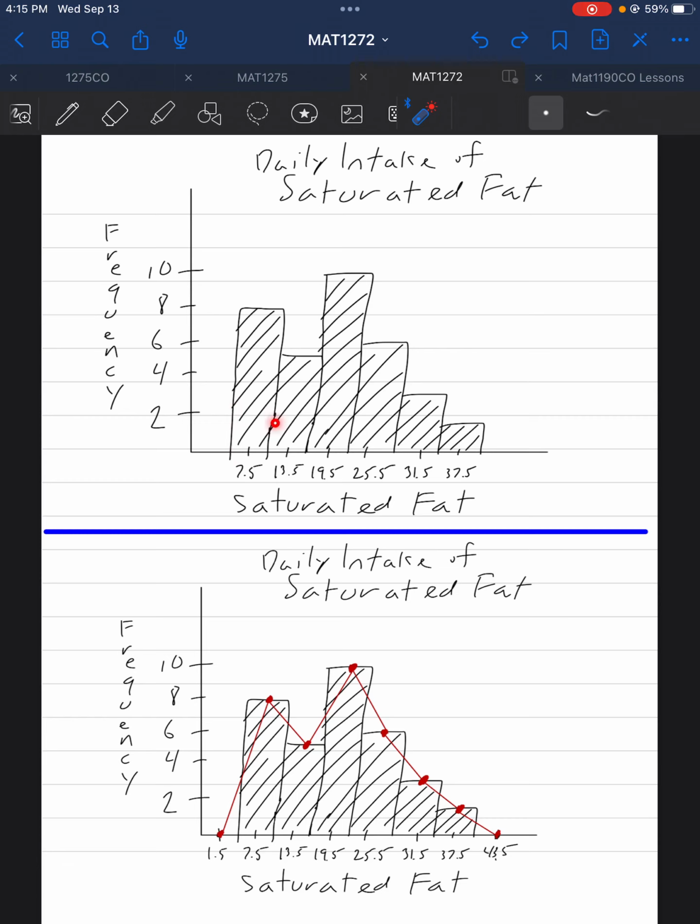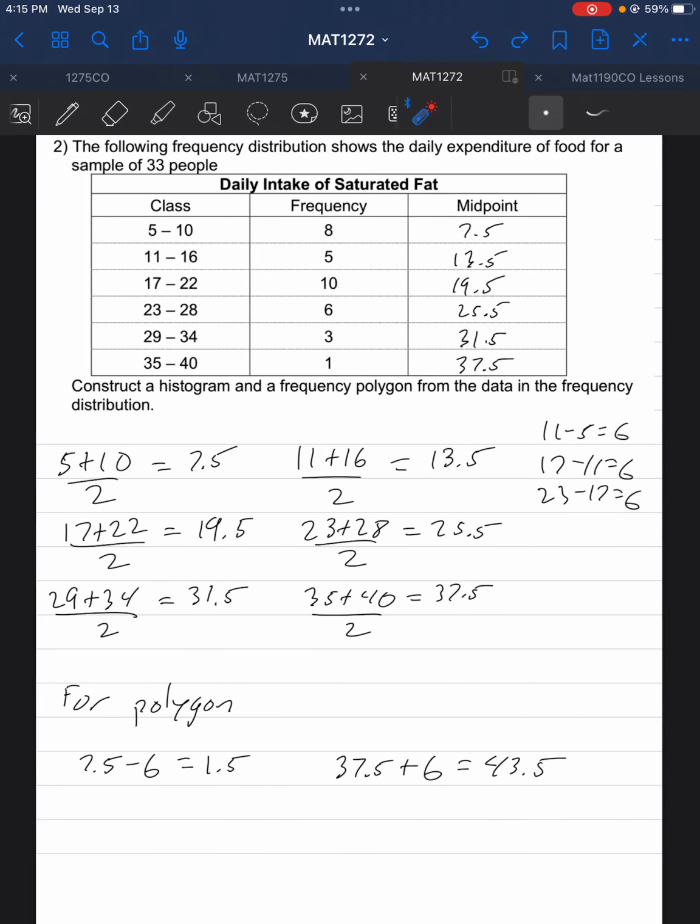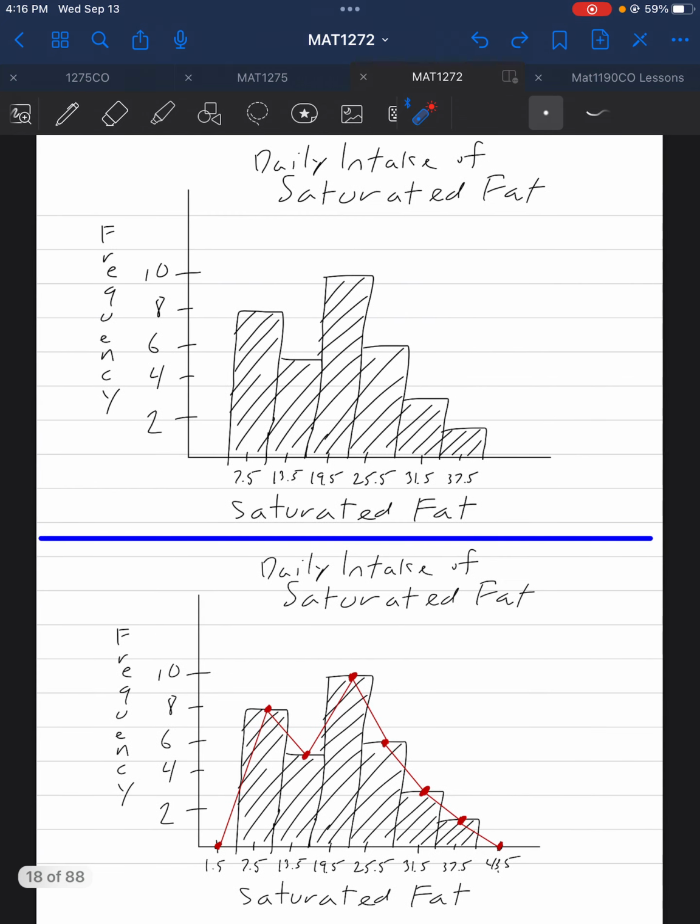8, 5 is going to be between 4 and 6, up to 10, up to 6, right? That's over here, and then 3 and then 1. Well, I'm not looking for anything super exact, but it does have to be in the right ballpark. Last thing we want to do is put a title, daily intake of saturated fat in this case.